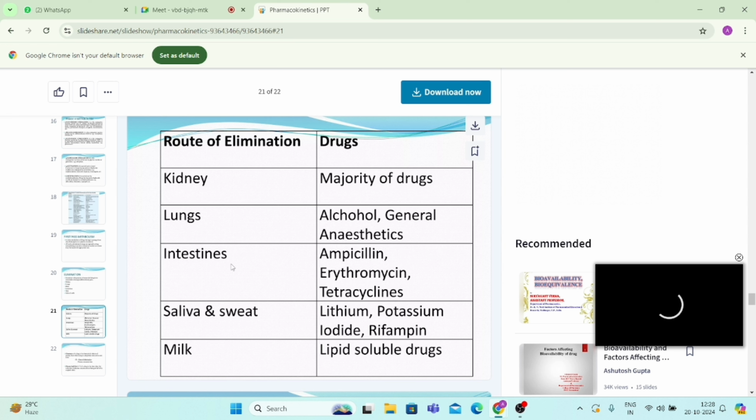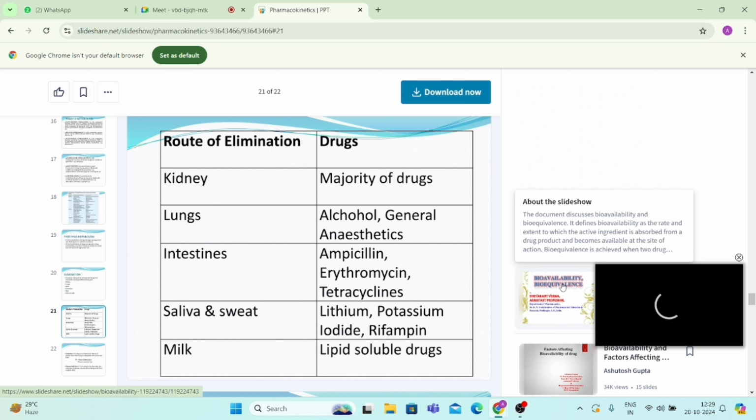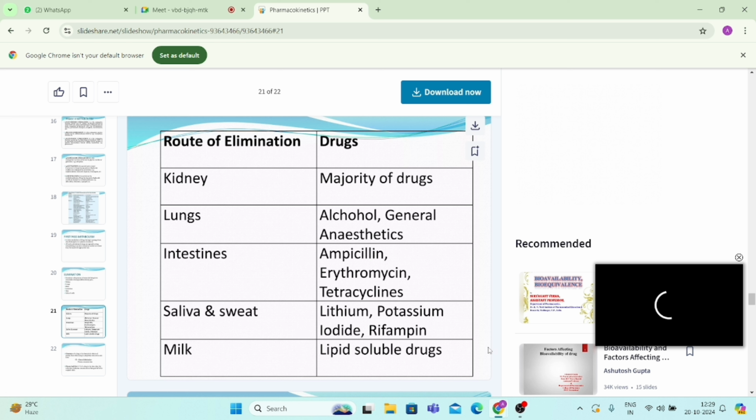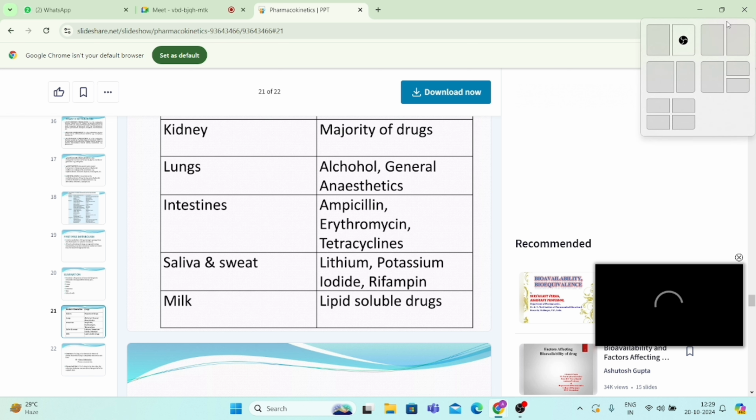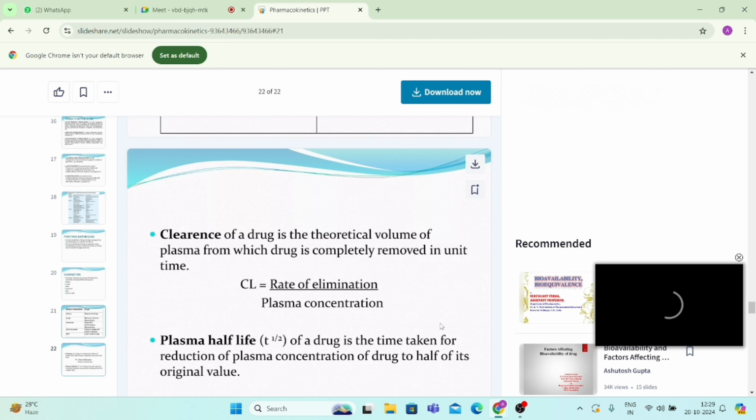Intestine, that is your fecal matter: ampicillin, erythromycin and tetracycline. These three are mostly antibiotics. You all know about erythromycin. Okay. Saliva and sweat. What are the drugs that will be coming out through saliva and sweat? One is lithium, potassium iodide and rifampicin. Next, milk, in the sense through breast. What will be excreted? Mostly lipid soluble drugs. Why? Because in milk we'll have fat, so lipid soluble drugs can easily bind to that and be eliminated through the milk.